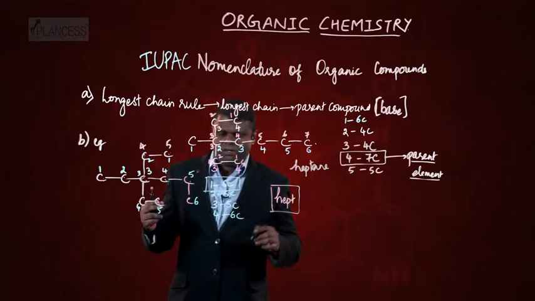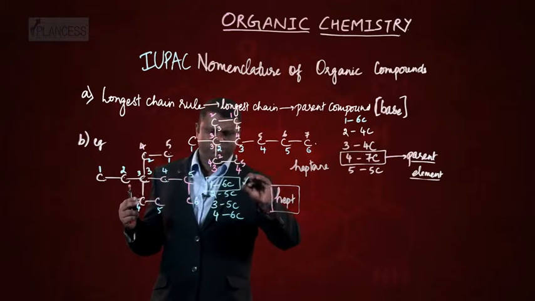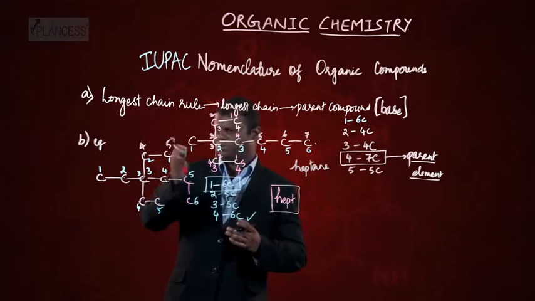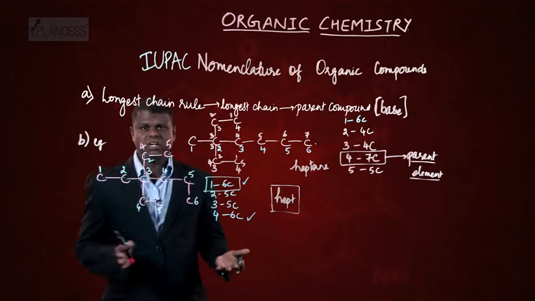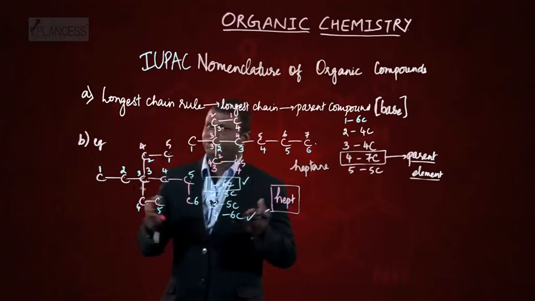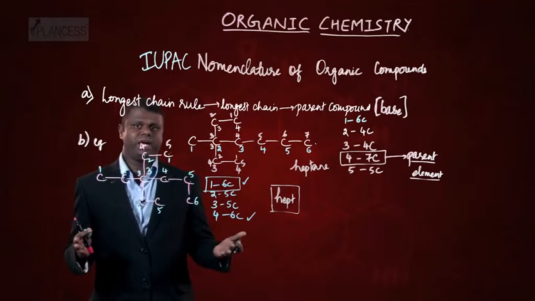So now the question will be whether to select number 1 or number 4. It's going to be one and the same, because if you look at this structure, there is no substituent. So whether you select 1 or 4, you are going to get the same name at the end.